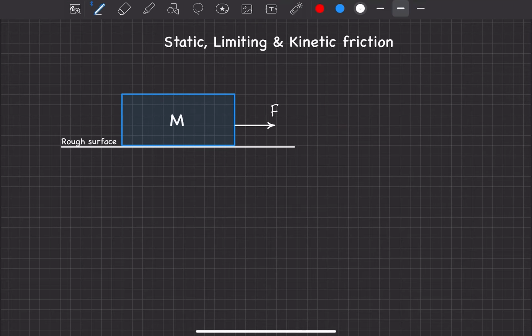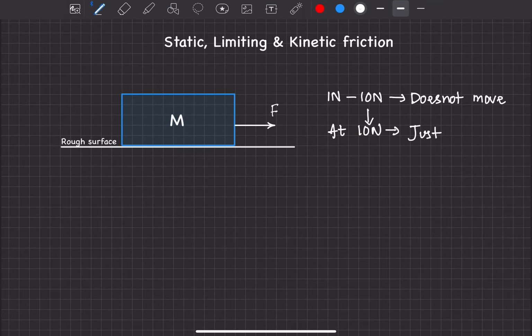So in my experiment, the block does not move from 1 Newton to 10 Newton. At 10 Newton, it just moves. So we can observe that from 1 to 10 Newton, even if I am applying a force, the block is not moving, right? That means there must be some other force which is balancing my force. Now that force is our static friction.